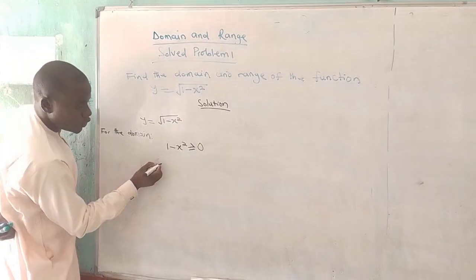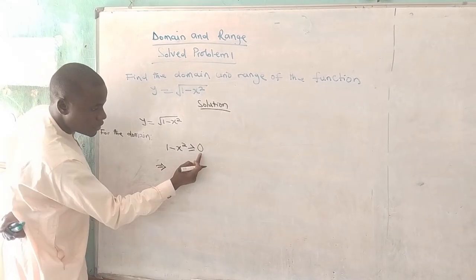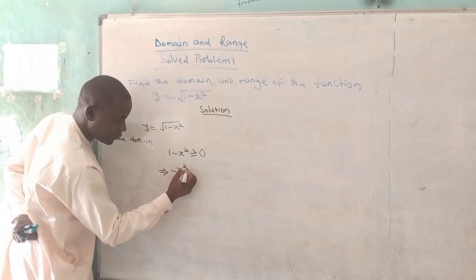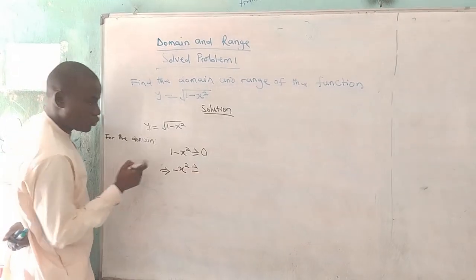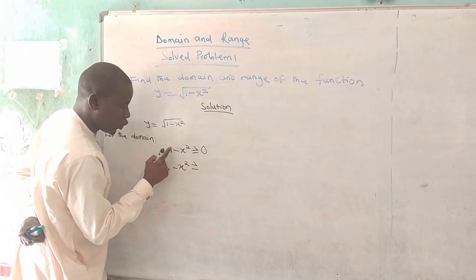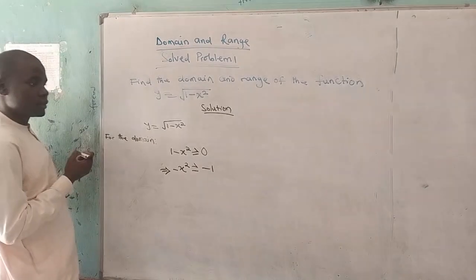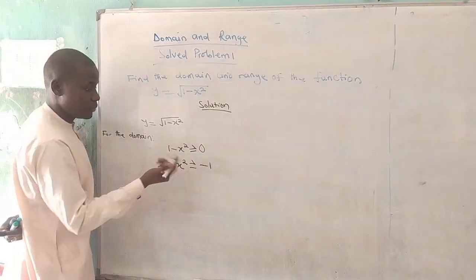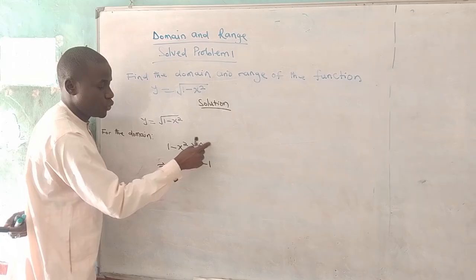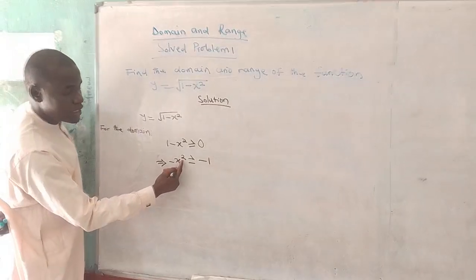You see? So this implies that, this is 1 and this is 0. So we leave this minus x squared here, greater than or equal to. What will happen to this 1? 1 will come to this side. 0 minus 1, we have what? Minus 1. We took 1, it is positive, and it went down and became negative. 0 minus 1 is what? Minus 1.